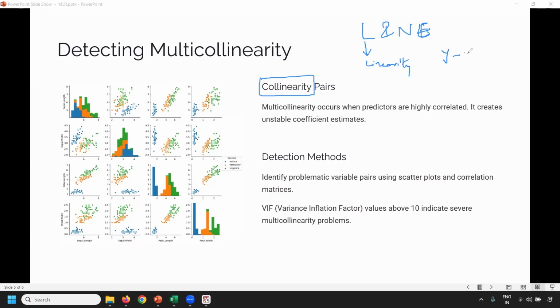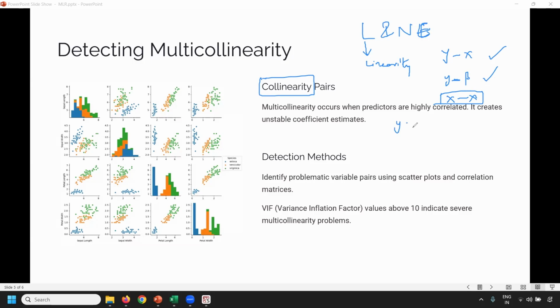And what are we saying in linearity? We're saying that y and x should be correlated. There should be a strong correlation. Y and the parameters should also have a linear relationship. Very good. But what about x and x?